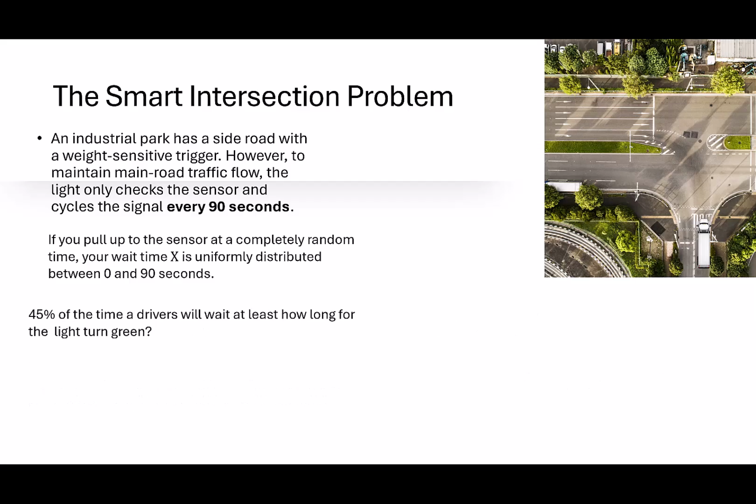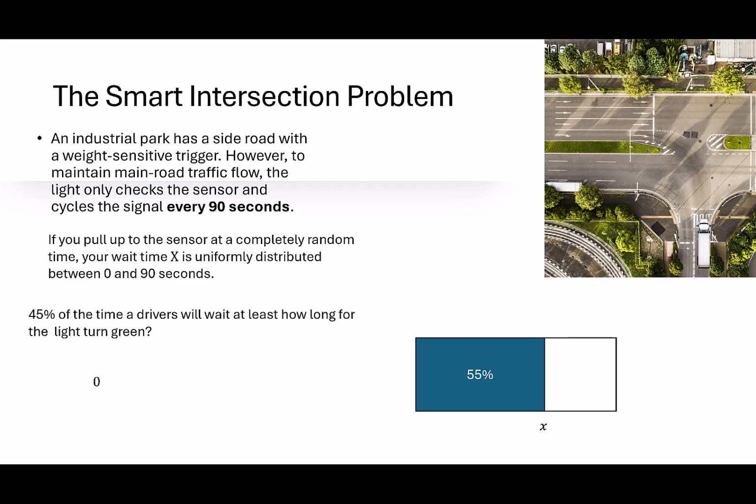45% of the time, a driver will wait at least how long for the light to turn green? This time we're looking for an amount of time x. The words at least say we're waiting this amount of time or more. Our strategy in this scenario is not to go with the 45% that are more, but instead let's look at the 55% that are less. If we take 0.55 and multiply by 90, we get 49.5. This says 45% of the time a driver will wait at least 49.5 seconds for the light to turn green.